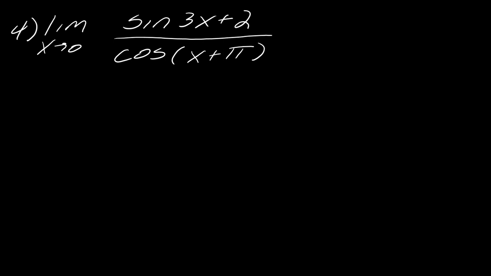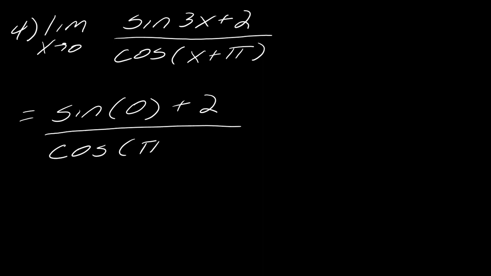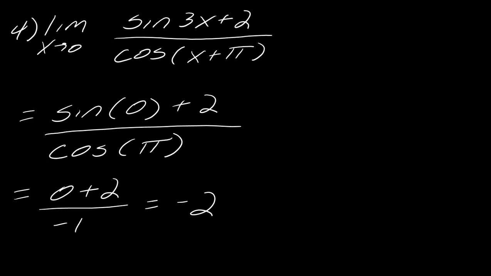So for number 4 here, I've got the limit as x approaches 0 of sine of 3x plus 2 over cosine of x plus pi. The thing I always like to do to start out is to see what happens if I plug that in. I have sine of 0 plus 2, because 3 times 0 is just 0, and then cosine of pi, because 0 plus pi is just pi. So this gives me 0 plus 2 in the numerator, and in the denominator I have negative 1. Ultimately this equals negative 2, and that's it. This one ended up being continuous, no special tricks needed. This is just a basic trig limit. Feel free to check out more examples like that if you need to.